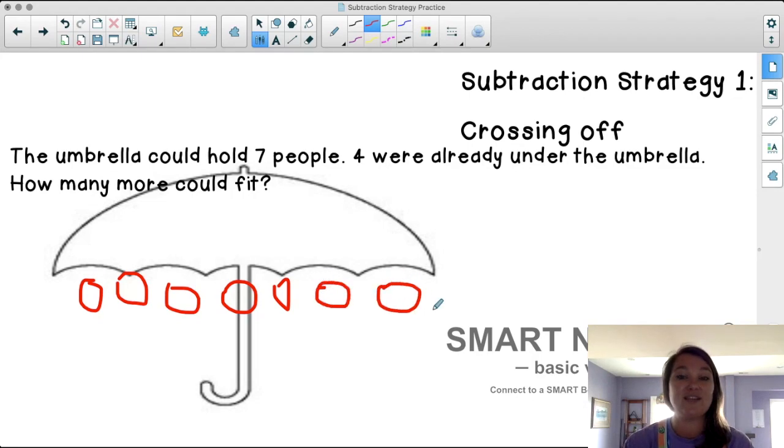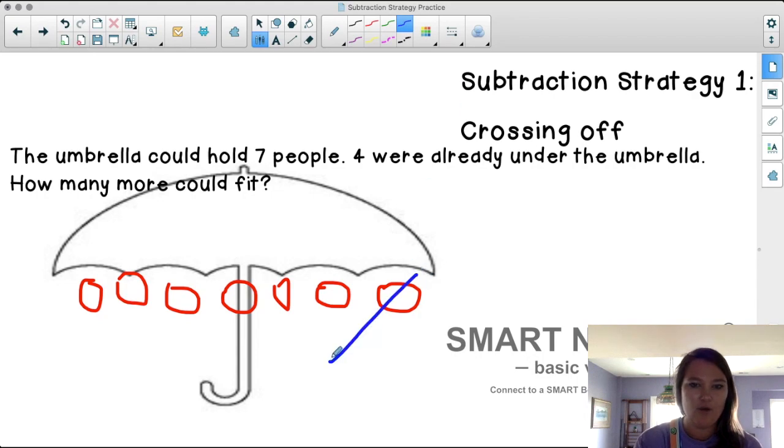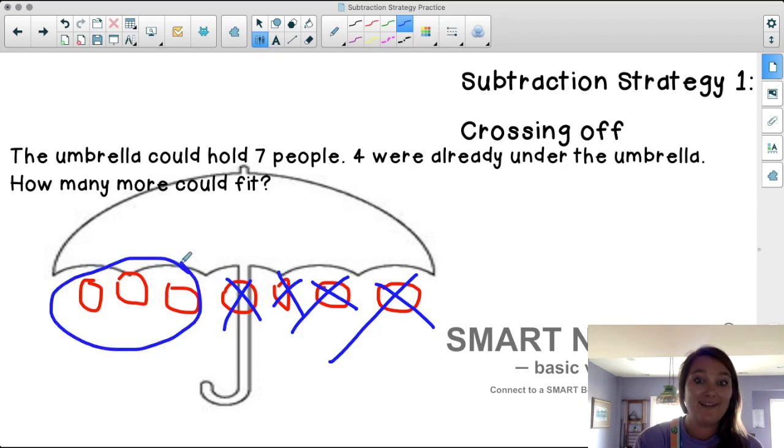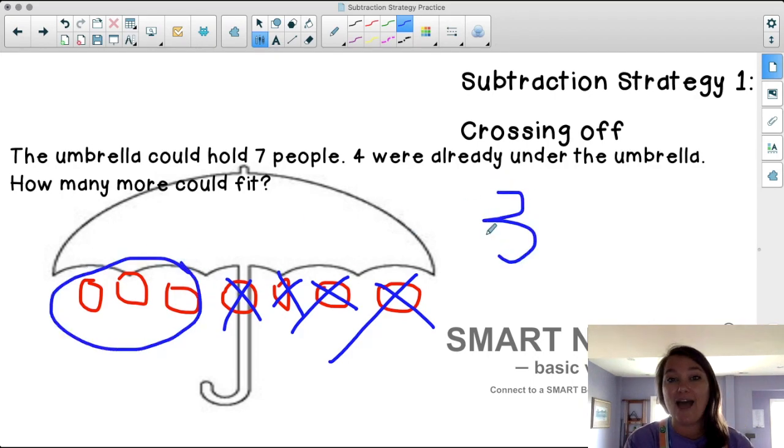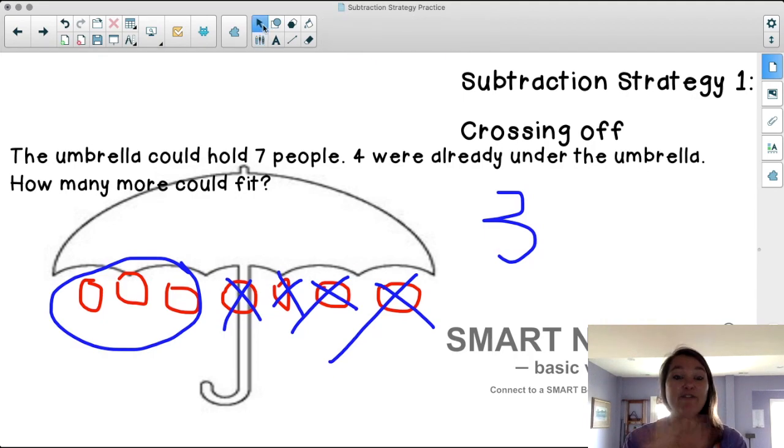Because the problem tells us that 7 people could fit. Now, it says that 4 are already under the umbrella. So let's cross off 4. 1, 2, 3, 4. How many are left? That's right, 3 are left. So if 4 of us are under an umbrella that can hold 7 people, then 3 more people can come under the umbrella, okay? It's just worded a little bit differently, but it's the same kind of problem.